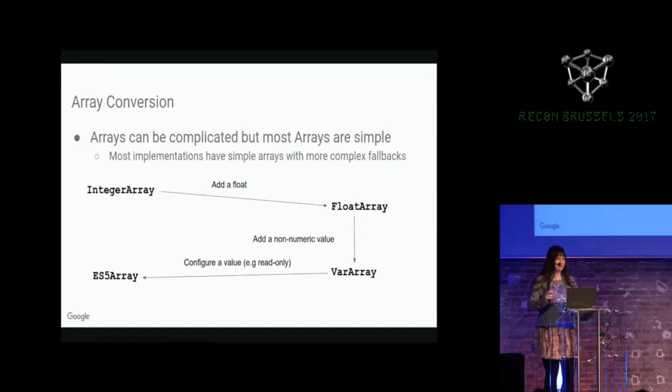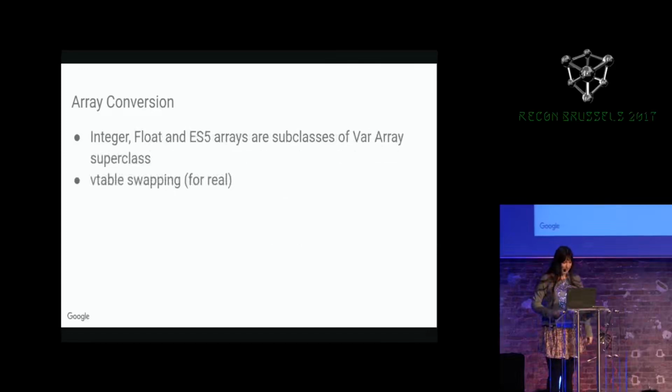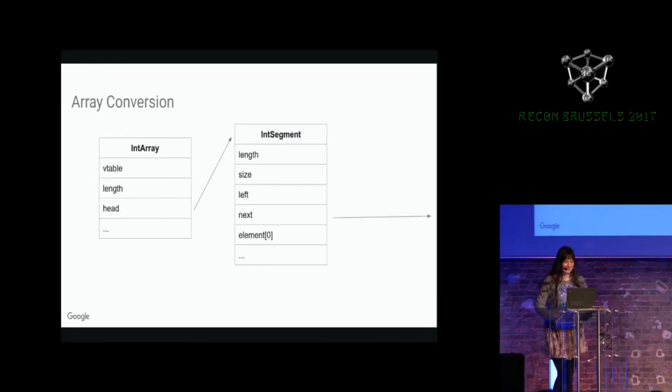And then the very final stage of an array, which doesn't happen very often, is what if you configure a property on an array? What if you make one element of the array read-only? Then you have to actually have a structure with the property of every element in it, and that's what they call an ES5 array. And how do they implement this? They actually swap out the vtable. They very literally cast the object to bytes and then change the vtable to be something different. I found that fairly surprising, but that's what happens, and it did have some interesting consequences with regards to bugs.